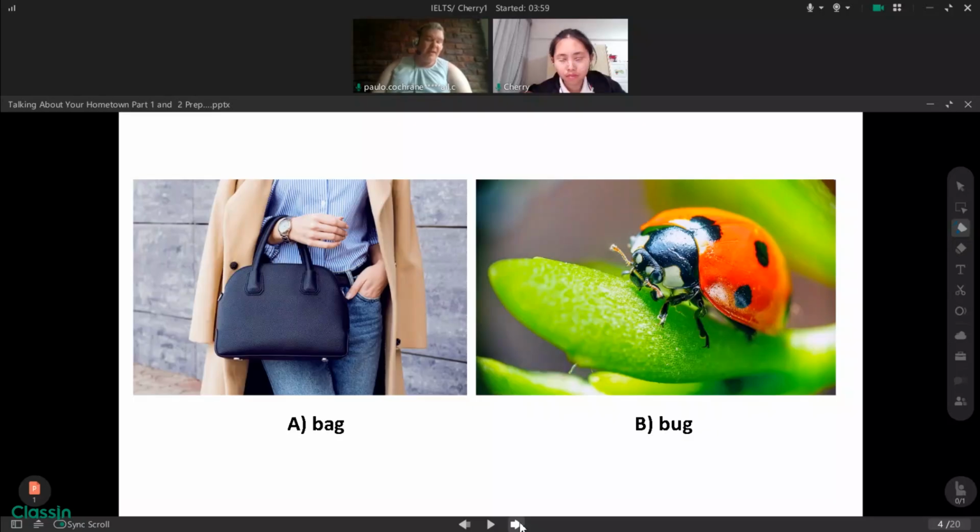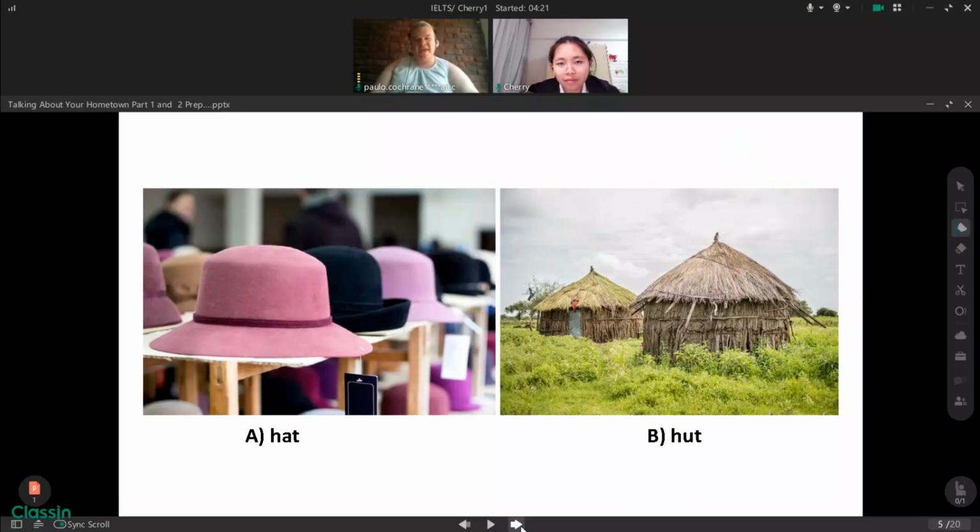A bug is an insect, basically, an insect that eats different types of plant matter or even eats other insects. Like this ladybug over here. But I think the ladybug is very cute though. All right, let's go to the next two pictures. We got hat and hut.